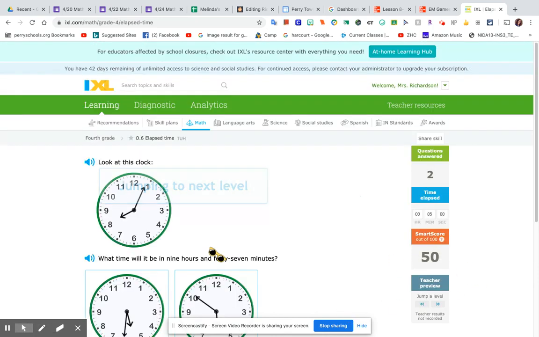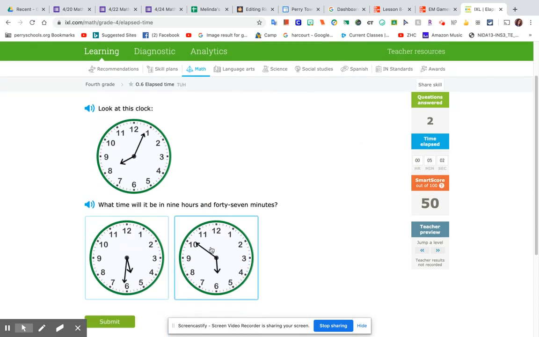I'm nervous. I got the first one wrong on the easy level. Okay, first step, going back to what we got to do. This clock says 8. Okay, it's not 5. I'm going to say 8:04. And what time will it be in? So that means we're going to add 9 hours and 47 minutes. Oh, now I see why it's another harder level.